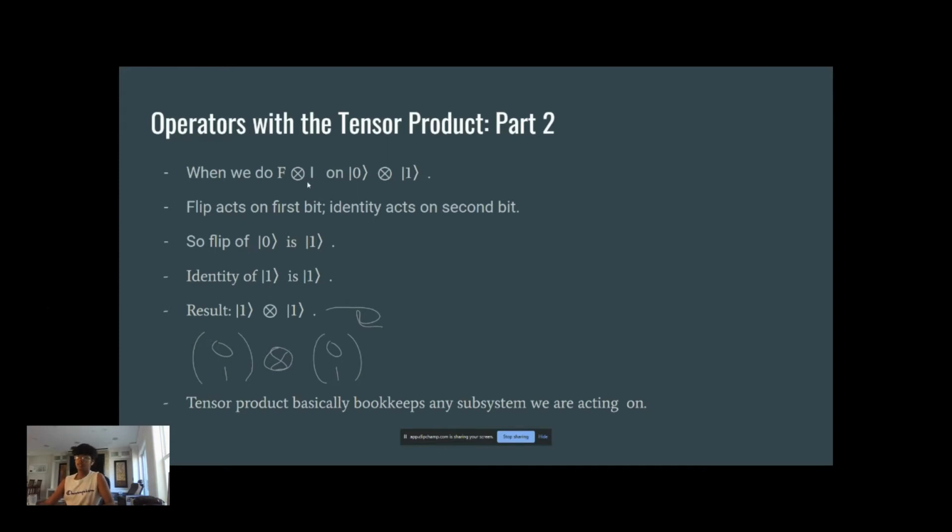Right. So now when we do the flip tensor I, or identity, on 0 tensor 1, the flip, again, as we just mentioned, would act on the first bit of 0, and identity would act on the second bit. So if we remember a few videos ago when we did the flip of a certain bit, the flip of 0 would simply be 1, right? It would be the opposite. And then, as we just mentioned, the identity returns the same state, because it's literally just the identity. So the identity would just be 1. So now after we do this operation here, we would have 1 tensor 1, right? So this is kind of what we'd have here. Since we mentioned that our qubit 1 would have a state of 0 and 1, and 1 would be 0, 1, right? So now the tensor product basically bookkeeps any subsystem we are acting on here.